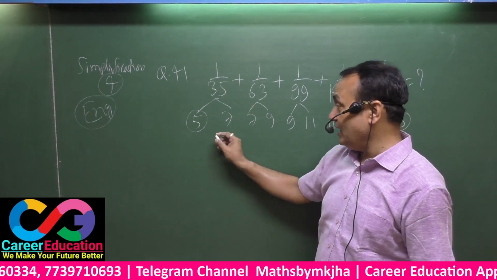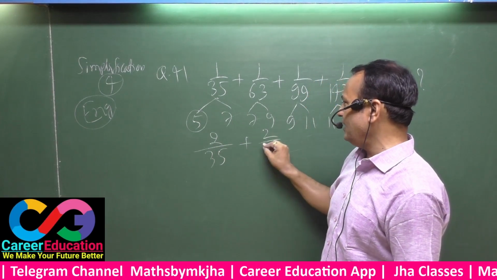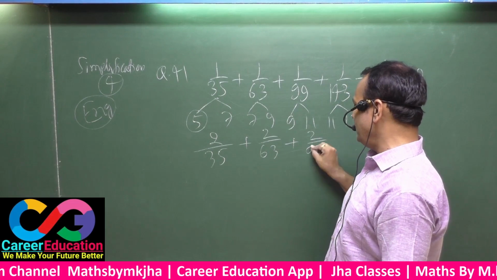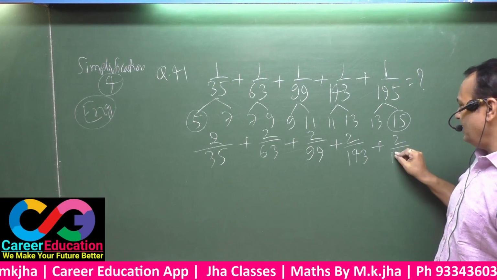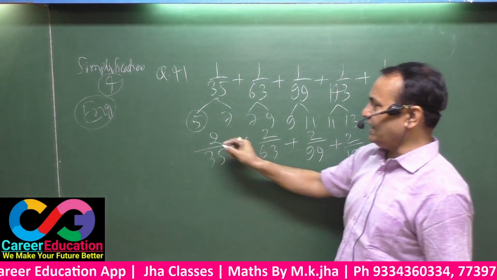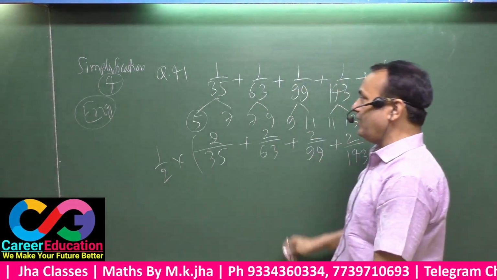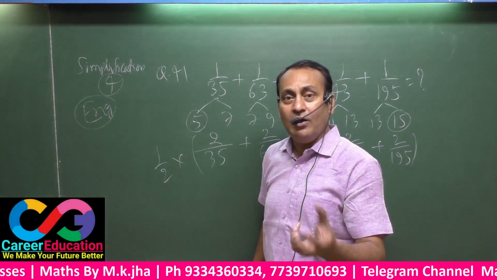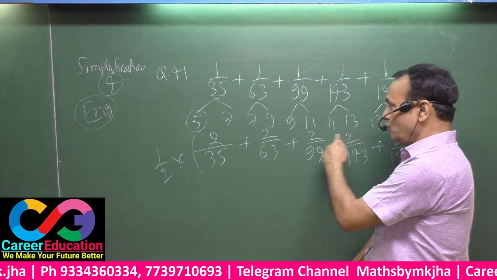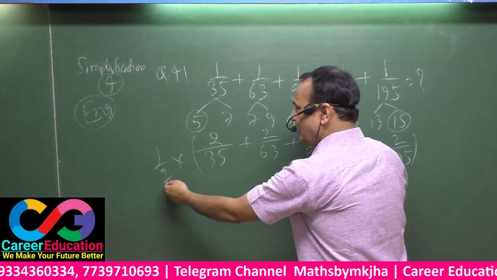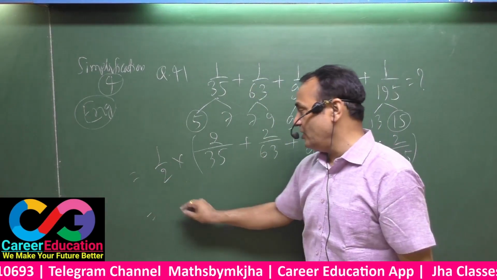Okay, see here. That means you have to write the question like this: 2 by 35, 2 by 63, 2 by 99, 2 by 143, 2 by 195. If you write it like this, since you multiplied all the terms by 2, you will have to divide all the terms by 2. That means this is just adjusted now. See here, 2 will be taken as a common factor and will be cancelled by this, and the same situation will remain. That means your question is like this, and now you can solve.